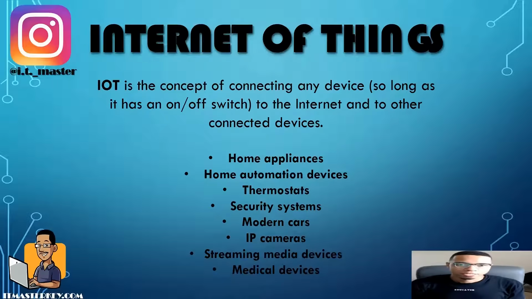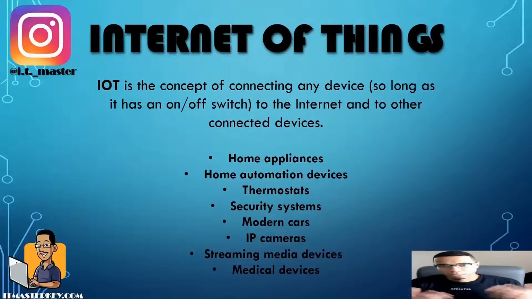You got thermostats to where you can have an app on your phone. You can turn the temperature up, turn the temperature down, or if you forgot to turn the heat off, you forgot to turn the stove off, you can turn these things off through the Internet of Things. Security systems, we pretty much know that. You can lock the doors, unlock the doors, make the alarm sound, look at the webcam through your cell phone or through other devices.